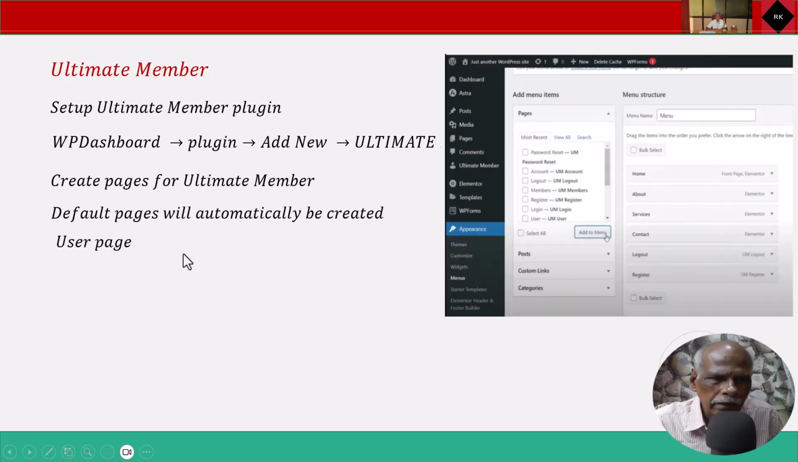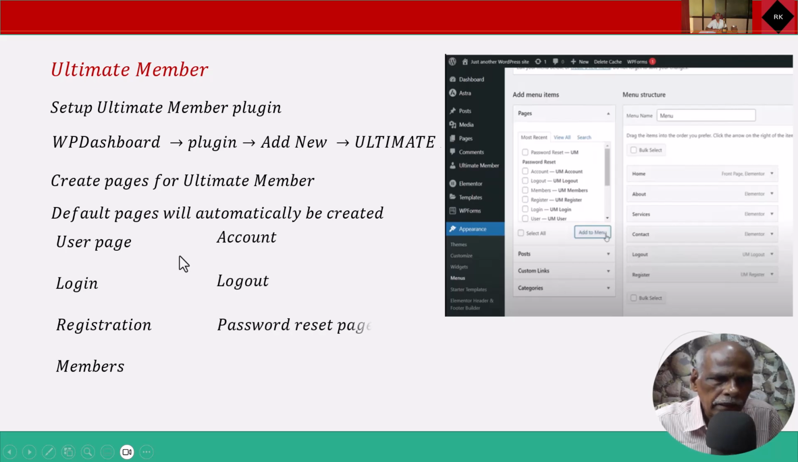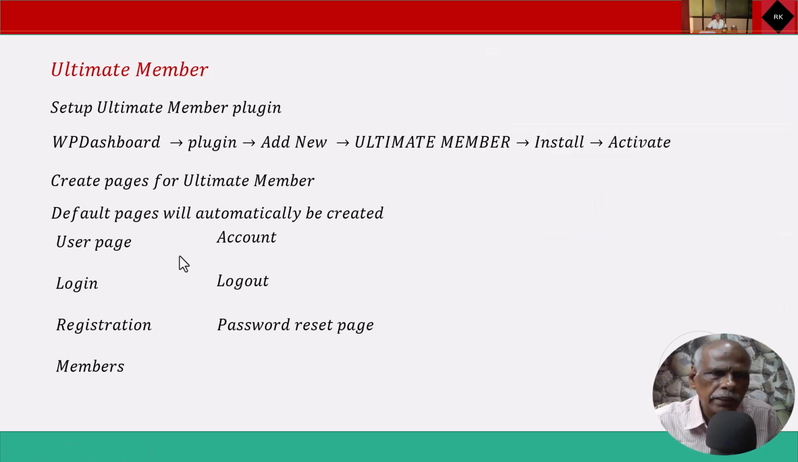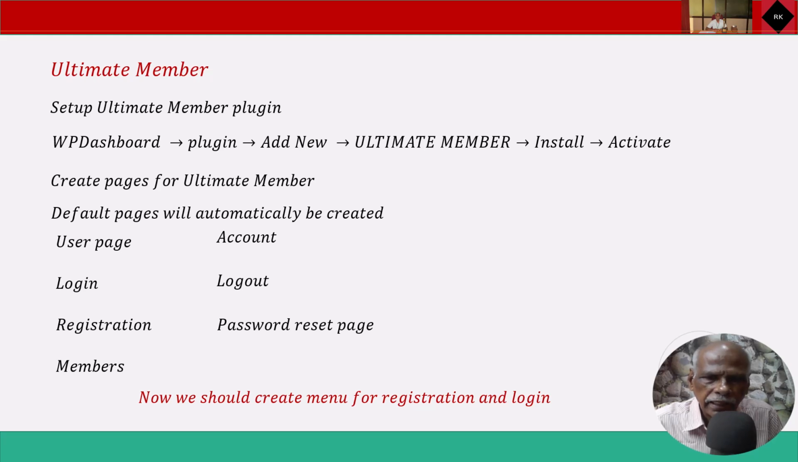What are those pages? User page, login page, registration page, members page, account page, logout page and password reset page. These are all the pages. Only these many pages will be there in Ultimate Member. And now we should create the menu for the registration and login form.